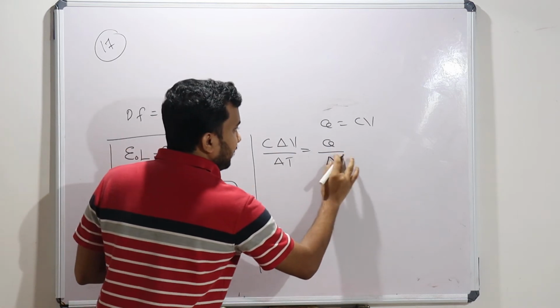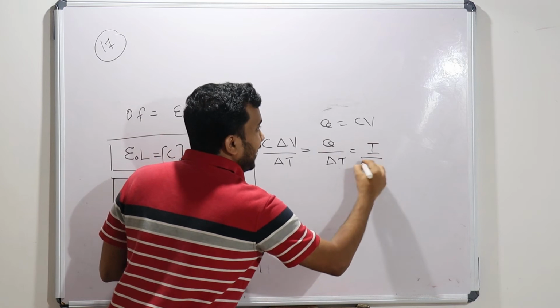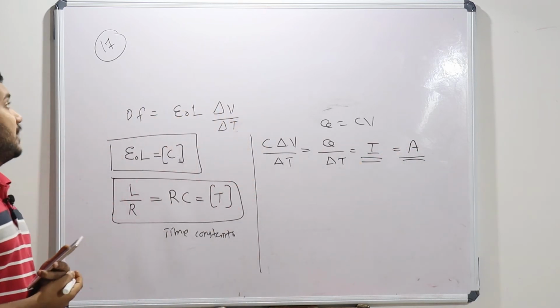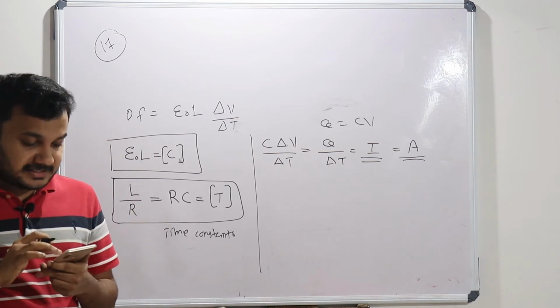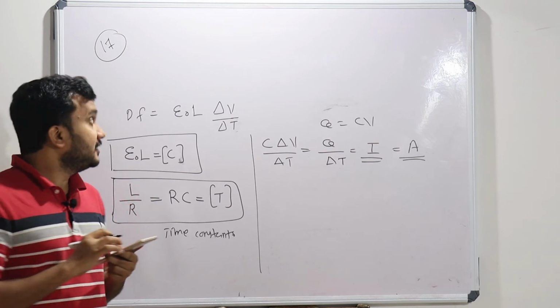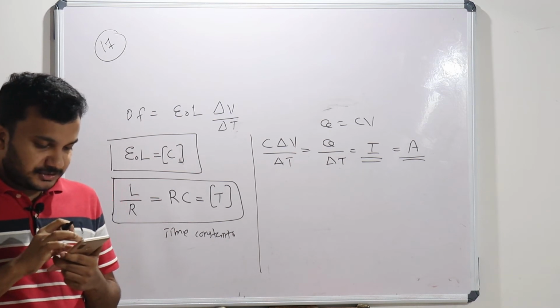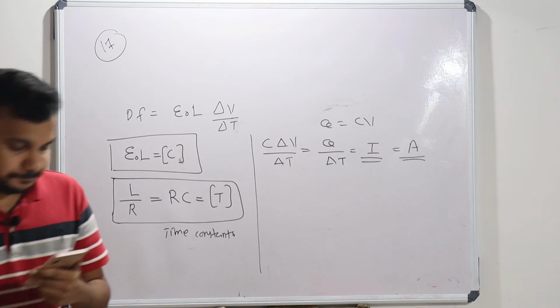Capital T or small t, anything will be fine. What is charge by time? Charge by time is called current, ampere. So the dimension formula is A, ampere. So the answer to the 17th question is ampere, or it has a unit of current. Ampere is the answer to the 17th question. Let's move to the next one. So 17th answer D.